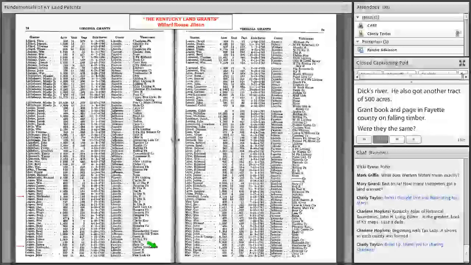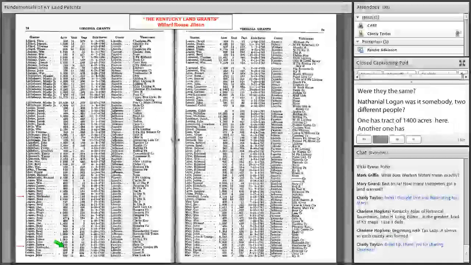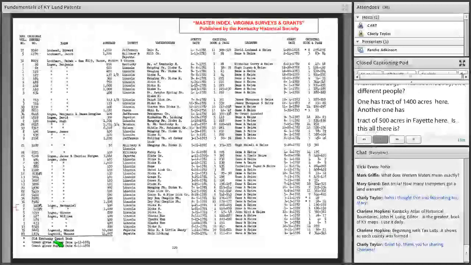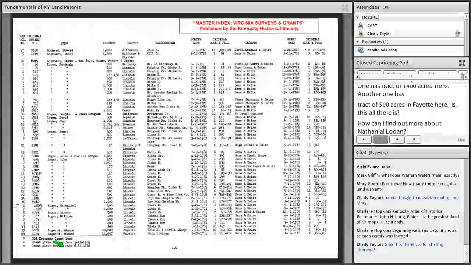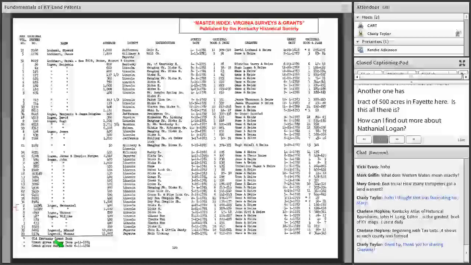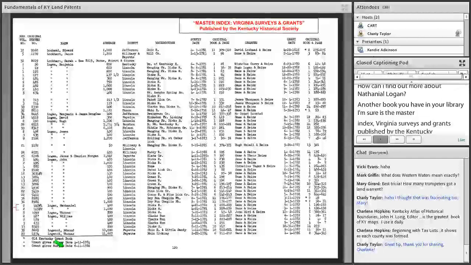You know, one has a tract of 1,400 acres here, and another one has a tract of 500 acres in Fayette here. Is this all there is? How can I find out more about Nathaniel Logan? Another book you have in your library, I'm sure, is the Master Index Virginia Surveys and Grants published by the Kentucky Historical Society. This doubles the amount of names that you can research.